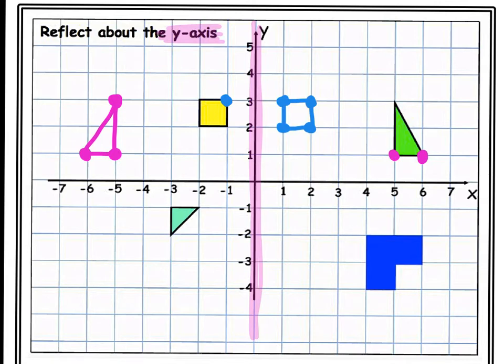Now let's continue with the last 2 figures down at the bottom. We'll look at our teal triangle right here. Now, I notice that this figure is to the left of the line of symmetry or line of reflection, so I'm going to go to the right here. So my first point is 2 units to the left, so I'm going to go 2 units to the right. The second point is 3 units to the left, so I'm going to go 3 units to the right. And the last point is 3 units to the left, so I'm going to go 3 units to the right.